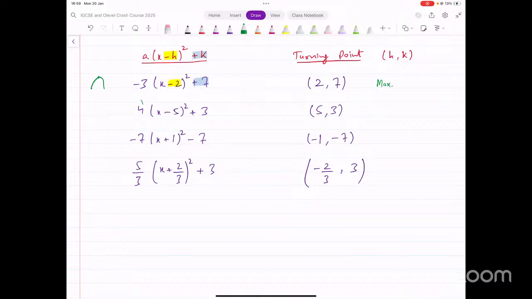In the second case, the number outside is positive. This is going to be a U-shaped function. That means the turning point in this case is going to be a minimum point. In the third case, again, it's a maximum because it's an N-shape.